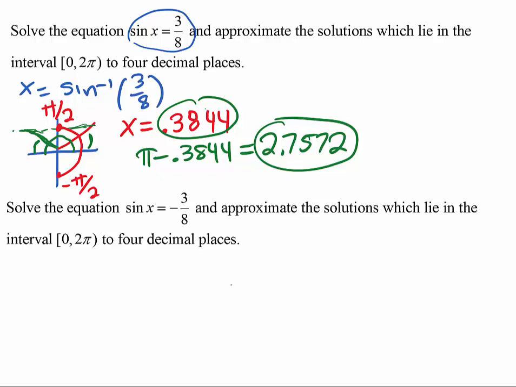But speaking of sine values being negative, looking at the second problem, if we did have a negative, so here I have sine x equals negative 3/8. When I use the calculator, because it's negative, it's going to give me an angle that is down here in quadrant 4, but it will give it to me as a negative angle. Remember, this goes from negative pi halves to pi halves, and it's going to be that same size but negative.